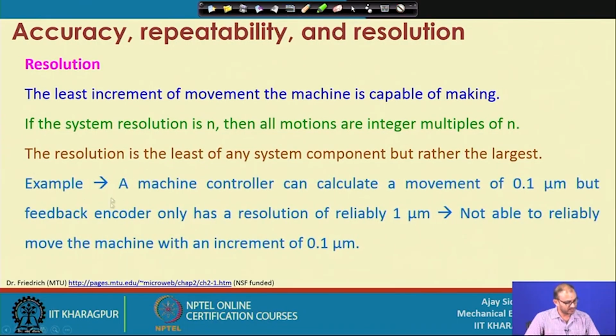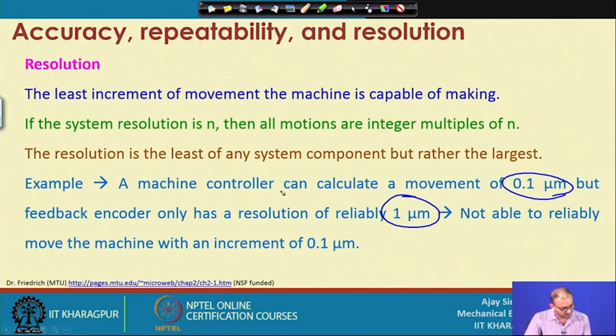Now, let us take this example: a machine controller can calculate a movement of 0.1 micron, but the feedback control only has a resolution reliability of 1 micron. So, it is not able to reliably move the machine with an increment of 0.1 micron.